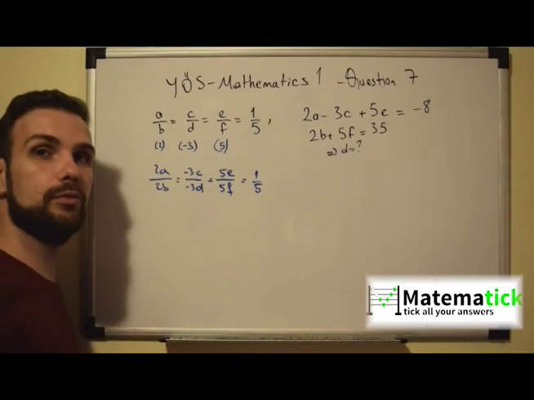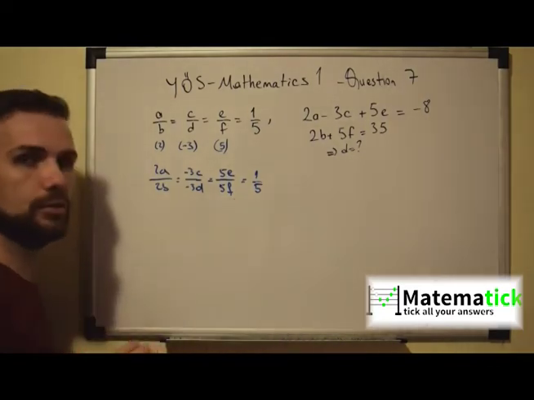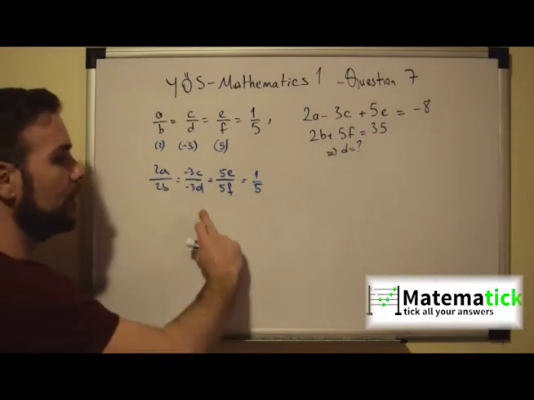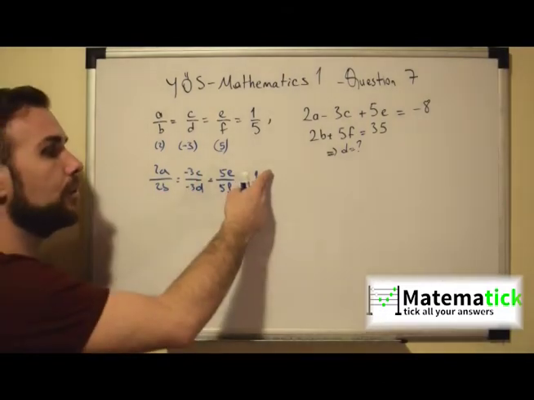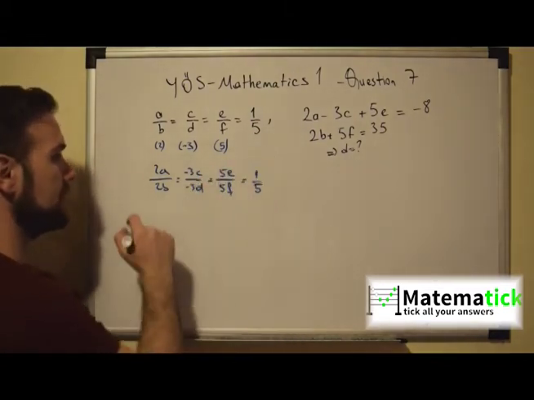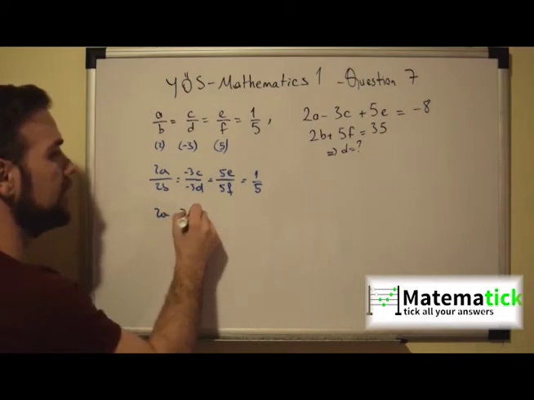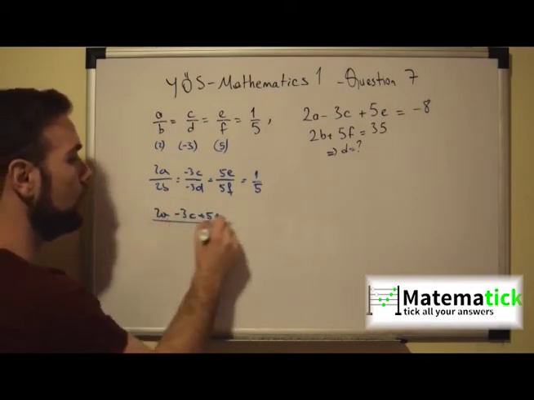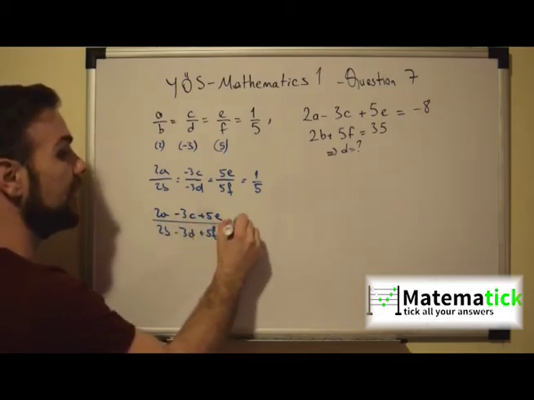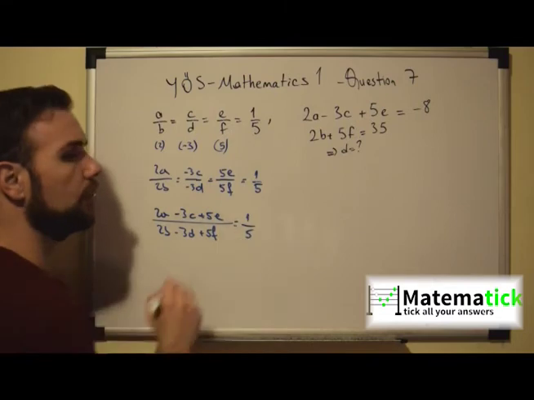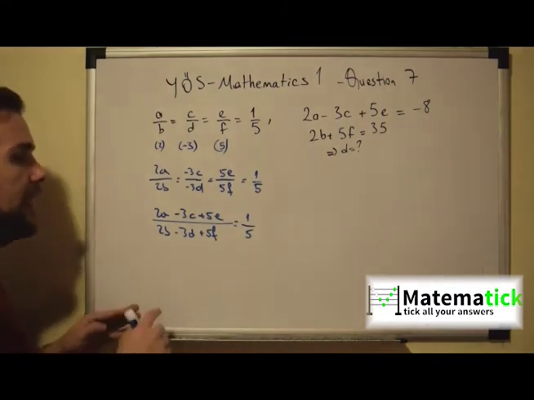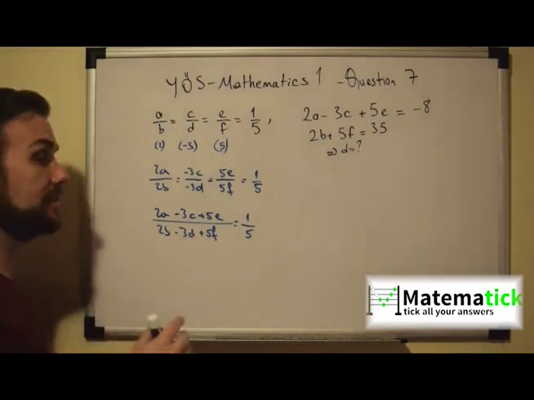Now, another rule we can use when we are dealing with proportions and ratios is that I can add the numerators and I can add the denominators, and that will be equal to 1 over 5. So that is a rule that we can use to get to the right answer. So we have 2a minus 3c plus 5e over 2b minus 3d plus 5f, and that must be equal to 1 over 5.